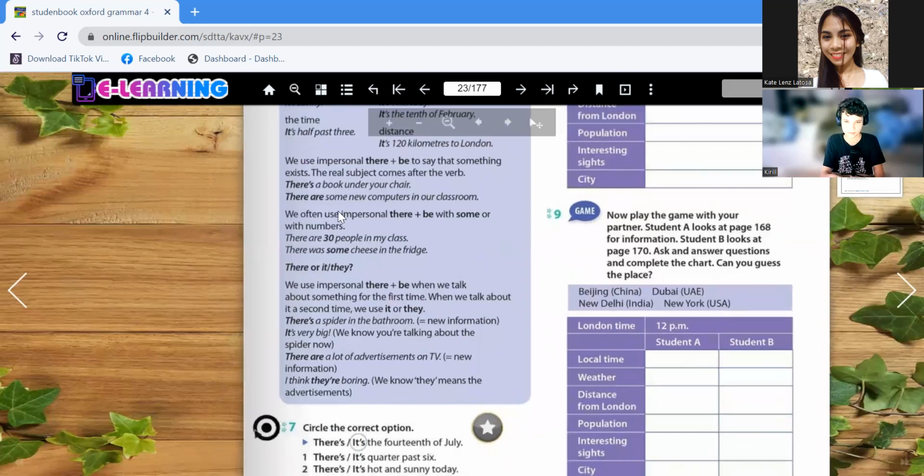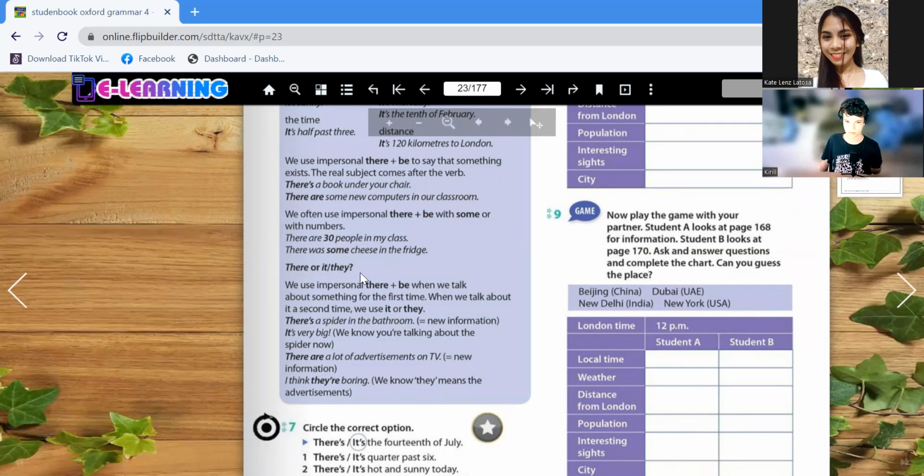So, if you want to say something that exists, you use there. If it's only one item, you will use there is. But if it's two or more items, you will use there are. Okay, I think you got this. Next, we often use impersonal there plus be with some or with numbers. There are 30 people in my class. There was some cheese in the fridge.